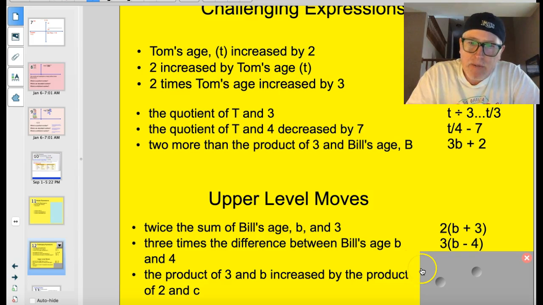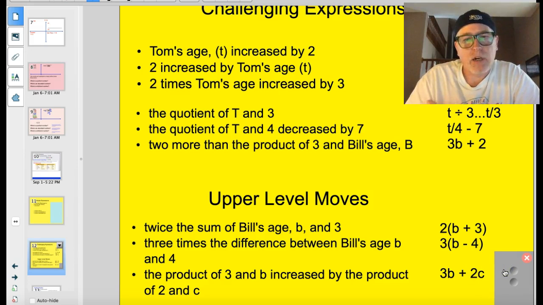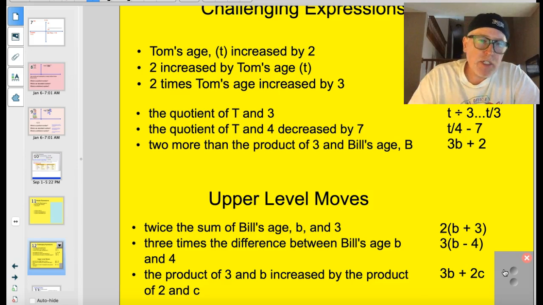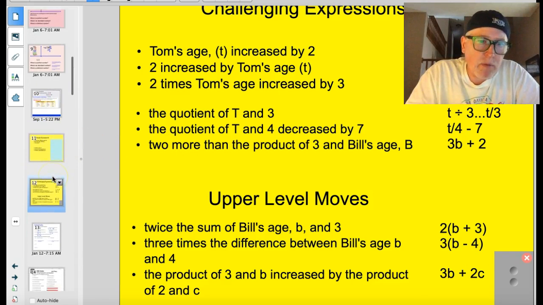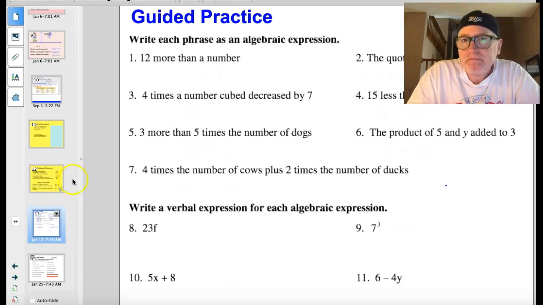The product of 3 and B increased by the product of 2 and C. Not that hard, right? All right. These are upper level problems. All right. Let's run through some guided problems.